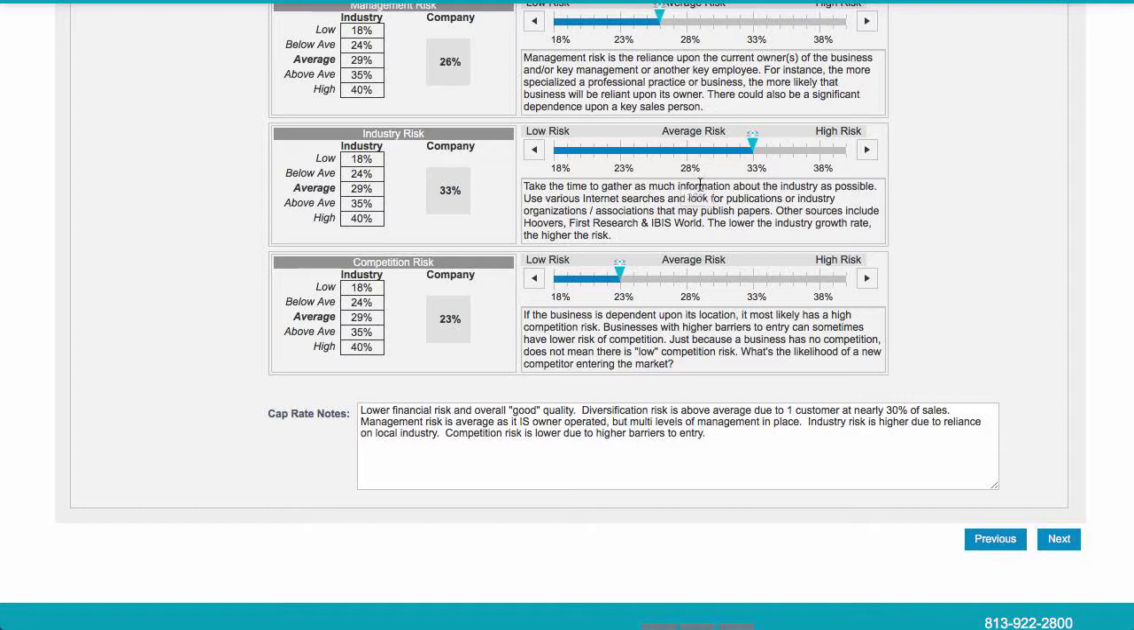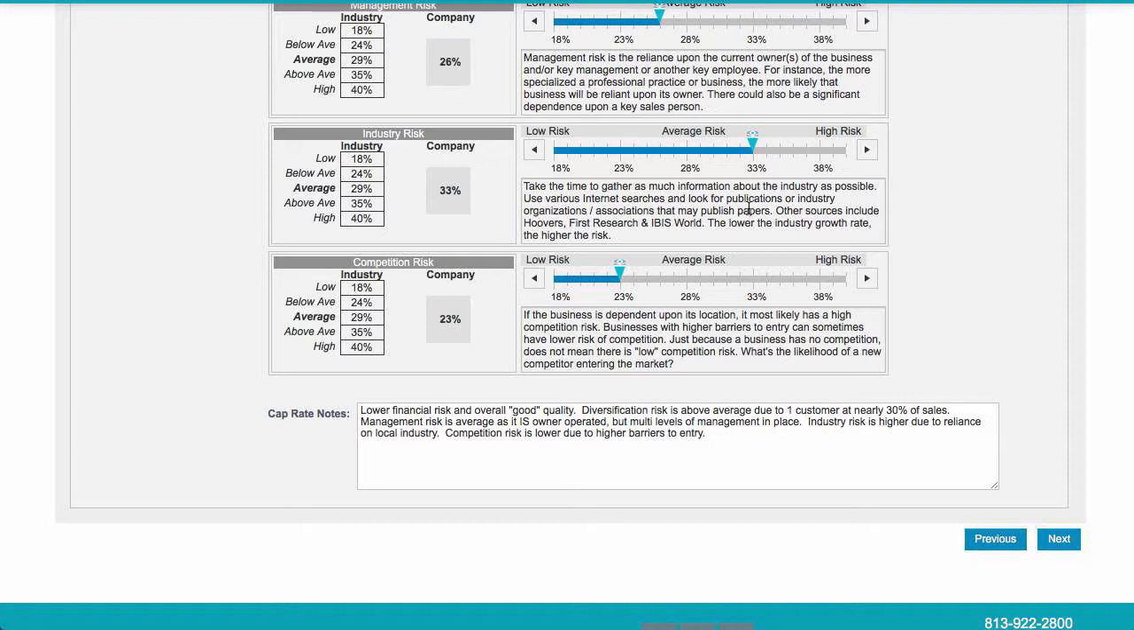The industry risk, the analyst should go out and do some due diligence on the industry and see what the growth rates are and what the risk would be in that industry. And then competition may not be exactly what it seems. I look at competition as if you are already competing with multiple competitors in an area and still performing well.